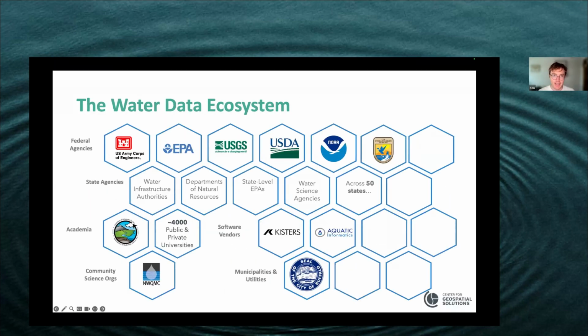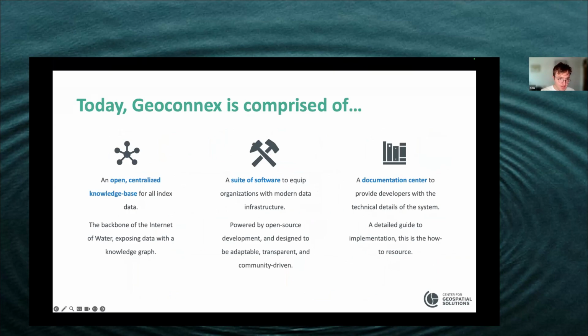The goal of Geoconnex and the Internet of Water is to really break down the barriers in information between all of these individual institutions. And when I think about that, I think about kind of three main components. So today, Geoconnex is composed of an open centralized knowledge base for all index data. This is really the backbone of the Internet of Water, and it exposes water data within a knowledge graph.